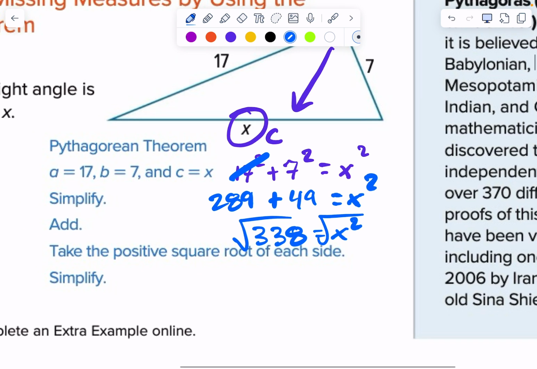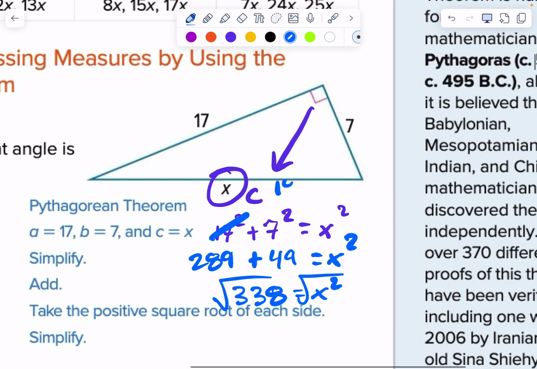18.4. Awesome. There you go. 18.4. All right, now, I'm going to go back up here, and this is what I challenge you.